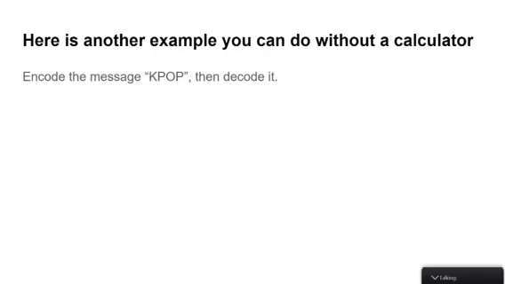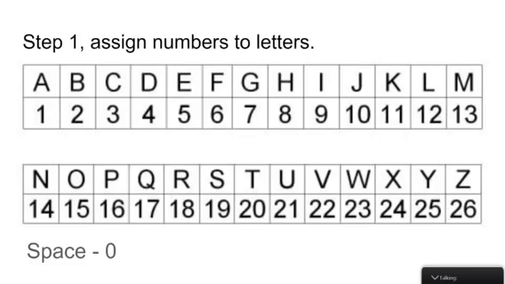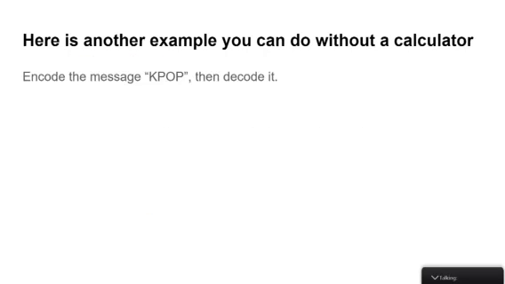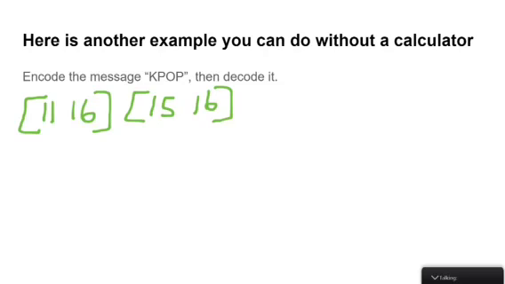Okay, so we're going to take the message K-pop and then code it and then decode it. So first we have to write this code using numbers. If we look back a couple slides, we see that K is 11, P is 16, and O is 15. So it's going to be 11, 16, 15, 16. Okay, that is our uncoded message. It's simply 11 for K, 16 for P, 15 for O, and 16 for P.